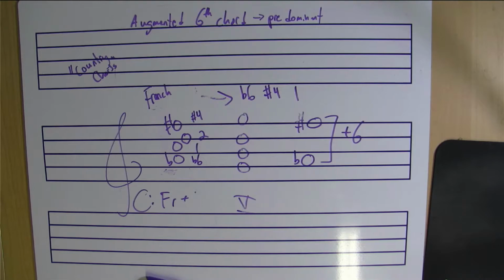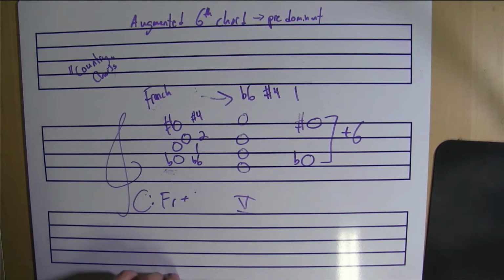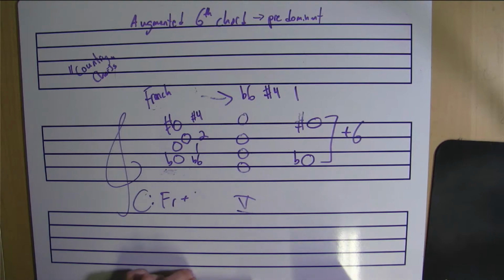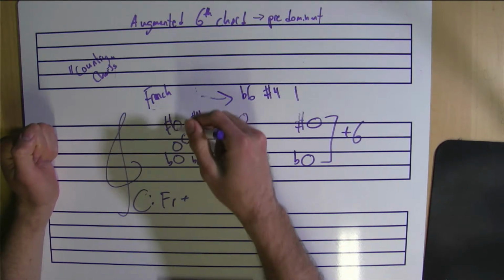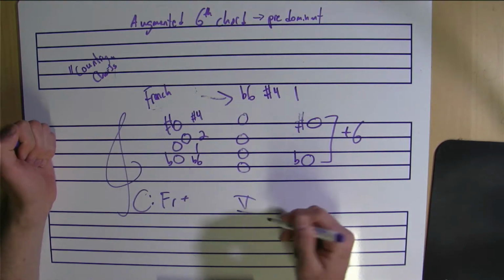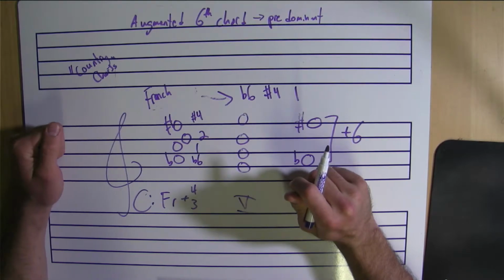Versus, here's the Italian. Here's the French. Hear that extra little dissonance in there. Kind of an interesting sound. And just like before with the figured bass stuff, if you just look at this chord, it looks like it's in second inversion. So I say 4-3. It's a second inversion 7th chord.